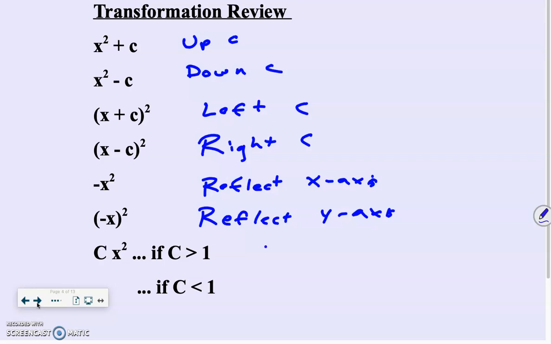Vertical stretch. Then what if c is less than 1? I should say less than 1 but greater than 0. Then that's going to be vertical stretch. Okay? So hopefully we're feeling pretty confident with those transformations.